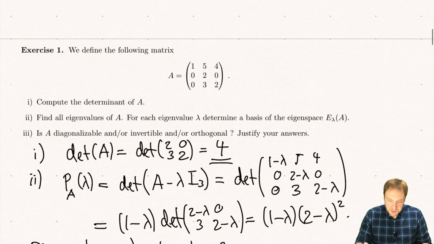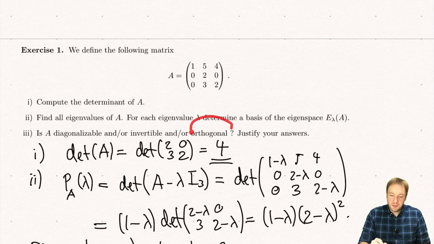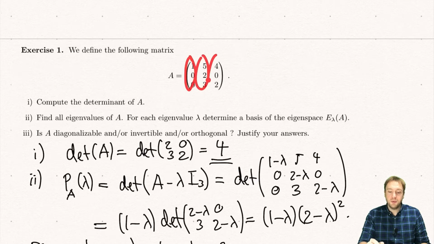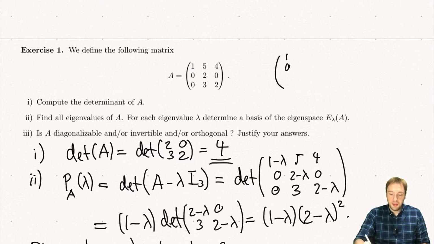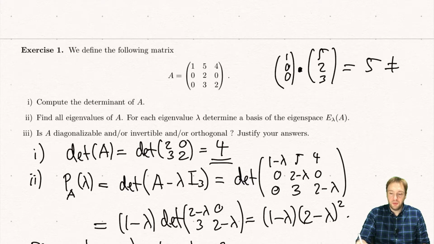And the last question is: is A orthogonal? So what does orthogonal mean? Orthogonal means that the columns of this matrix A are orthogonal to each other, but this is not the case because we see, for example, that if I take the dot product of this first column with the second column, this is just 5, which is not 0. So the answer here is no.